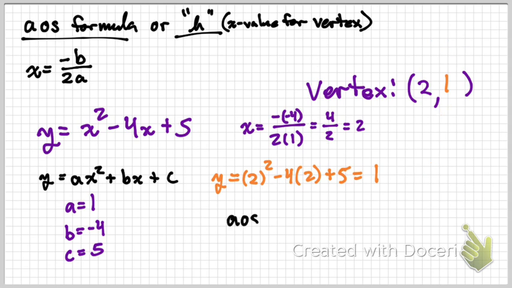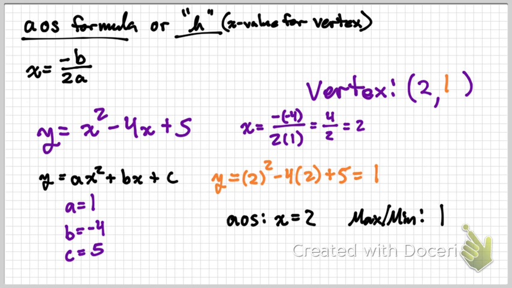And when you have your vertex, you can easily find the axis of symmetry. It's the X value, so you can write X equals 2. And it's very important that you write X equals. You could also find the max and the min. The max and the min is the Y value of the vertex.